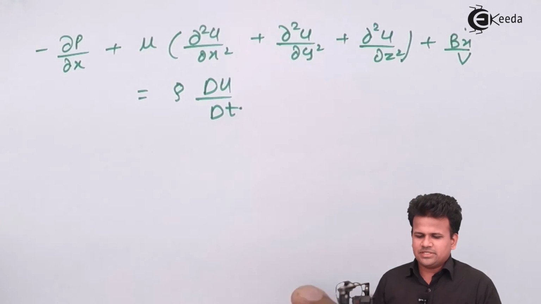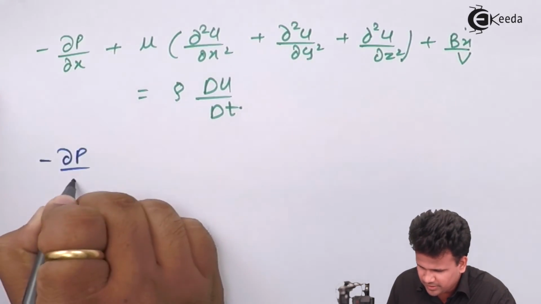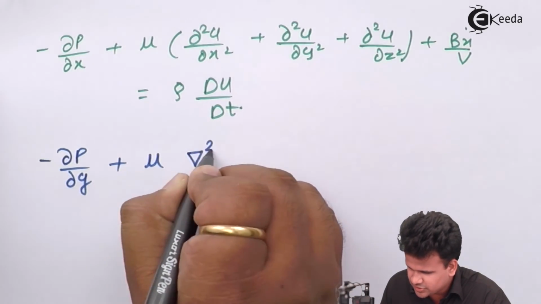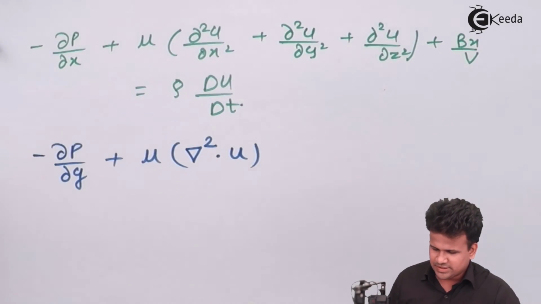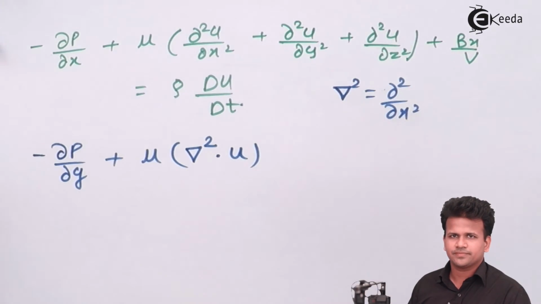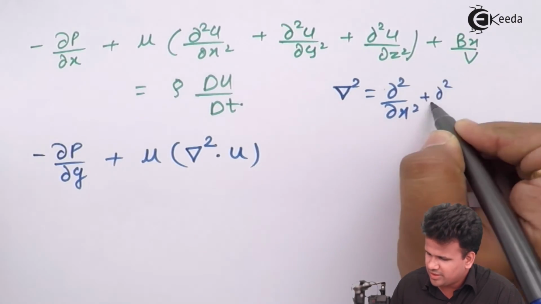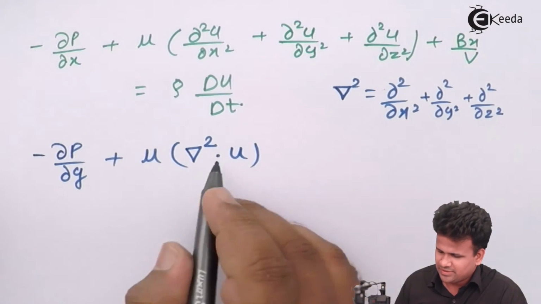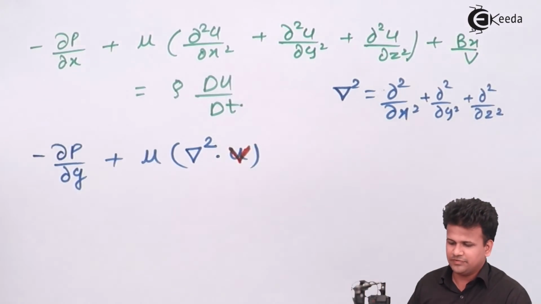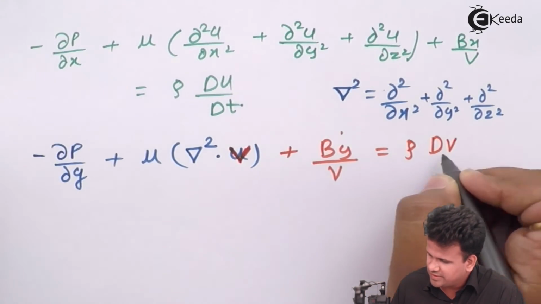Now we have seen the solution of the Navier Stokes equation along the x direction. Let us see along the y direction. This will be equal to minus ∂p/∂y plus μ. This can be written as del square operator times u. Now the del square operator is ∂²/∂x², ∂²/∂y² plus ∂²/∂z². Now this is multiplied with a variable along the y direction, so hence we won't have u over here. We will have v, plus the body force along the y direction per unit mass per unit volume. This is ρ into Dv/Dt.